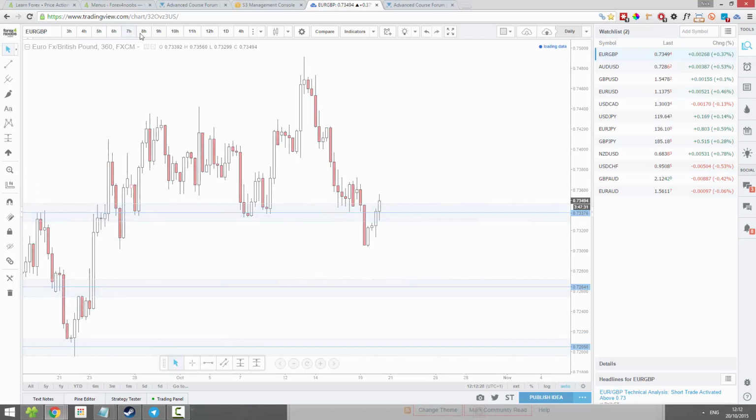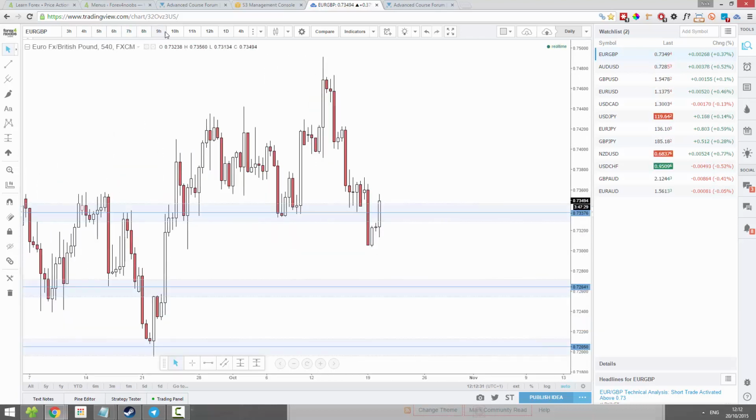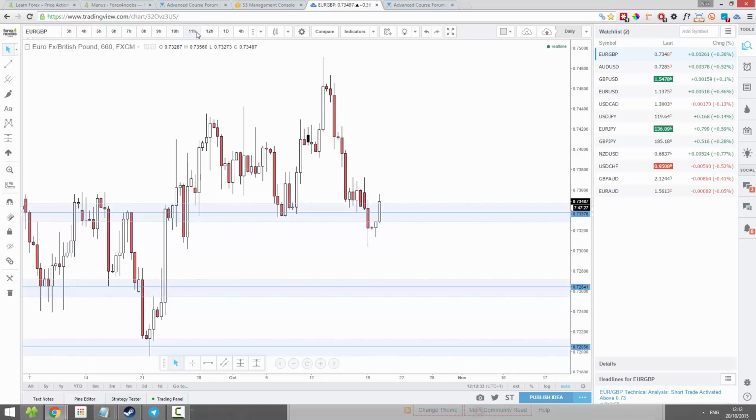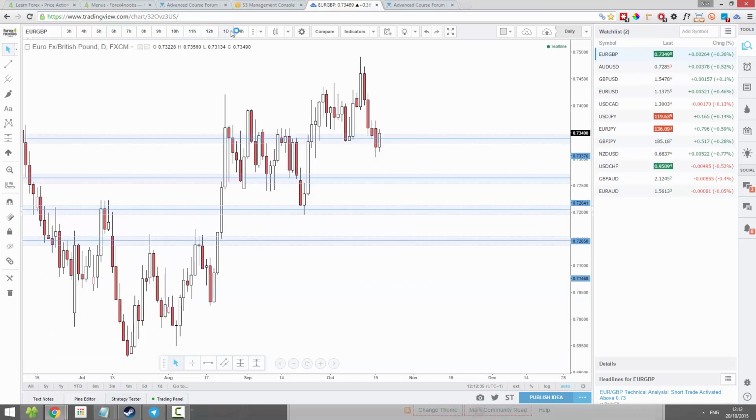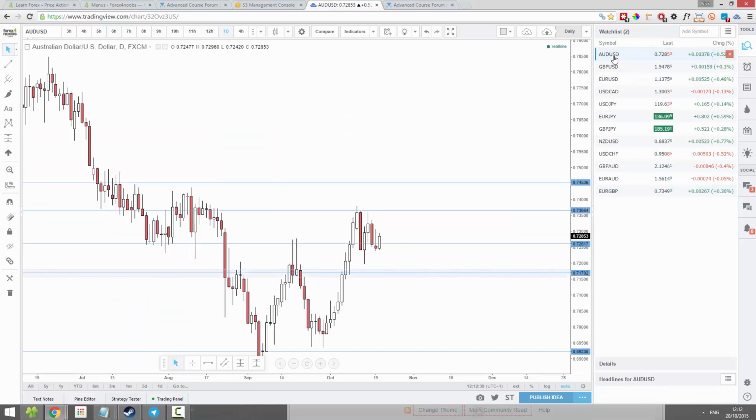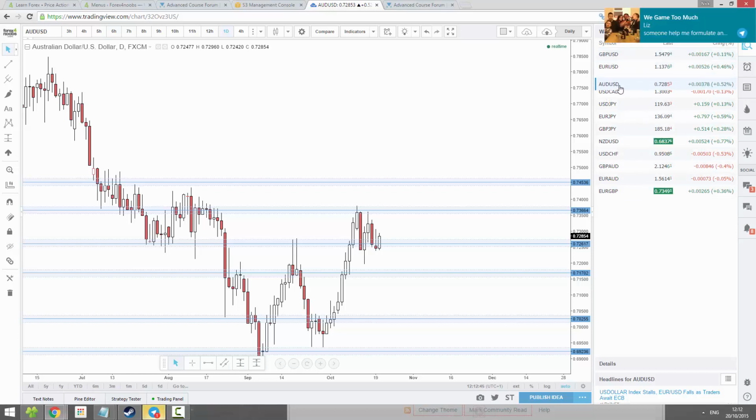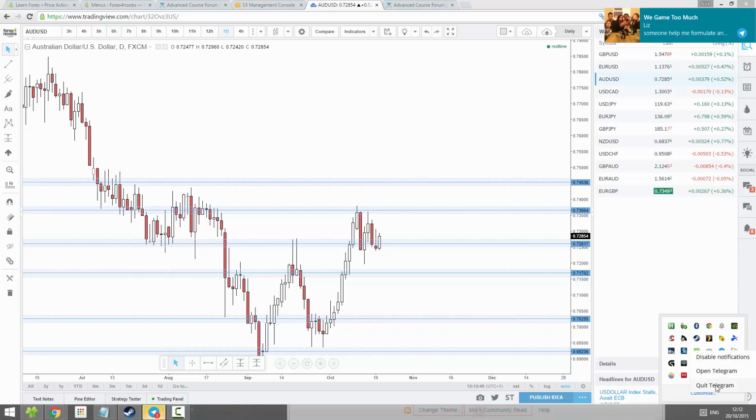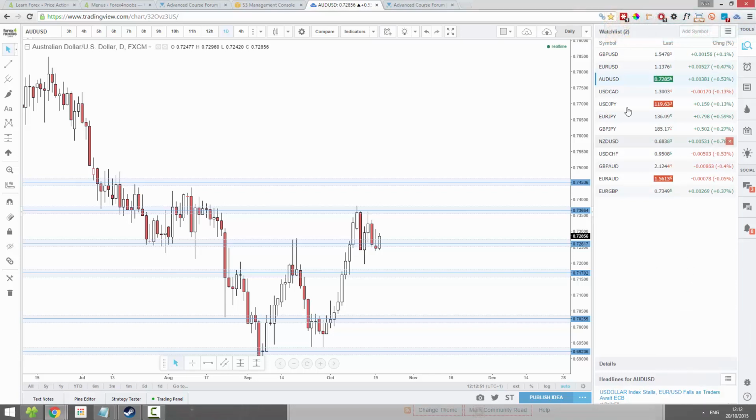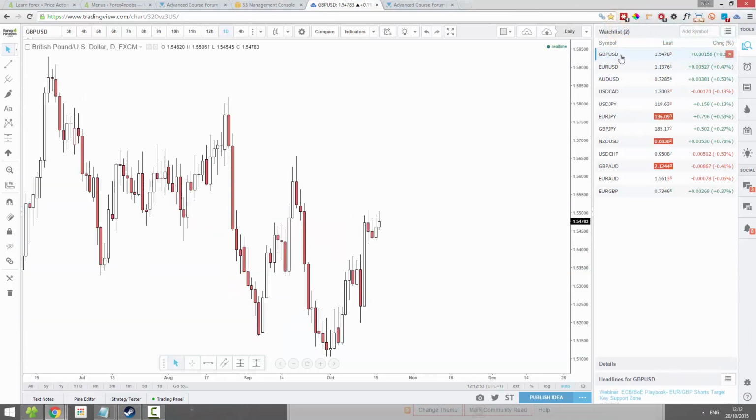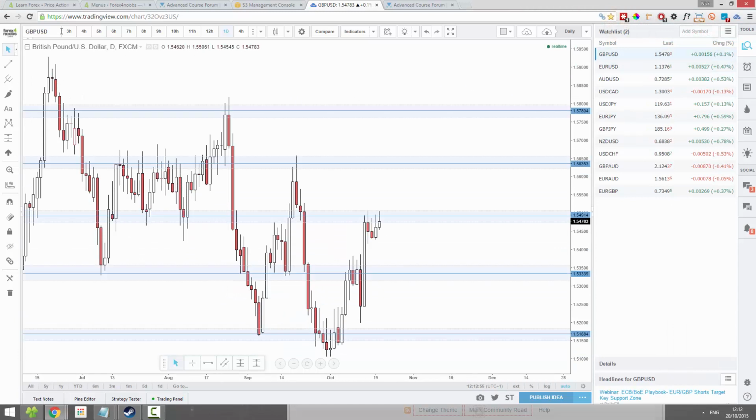3, 4, 5, nothing forming. Yeah, nothing really forming on that pair. AUD/USD. I'm just gonna rearrange these pairs. One sec, I'm just going to close this down. All right, sorry about that. Okay, let's have a look at GBP/USD real quick.